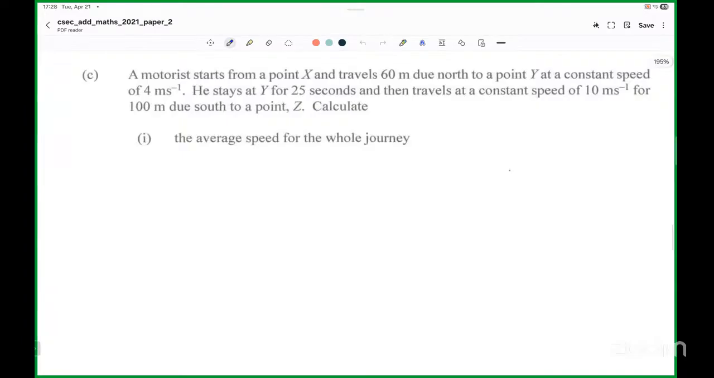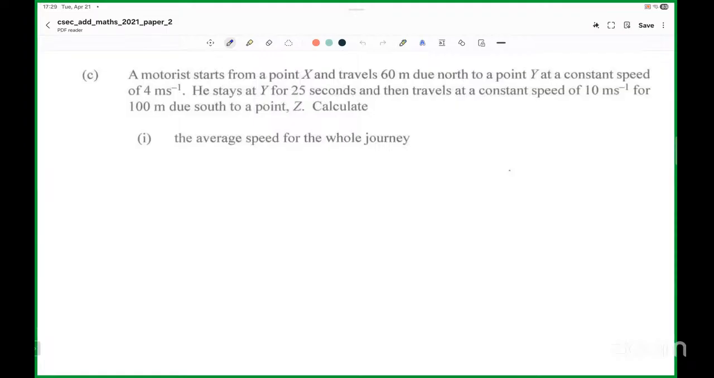It says a motorist starts from a point X and travels 60 meters due north to a point Y at a constant speed of 4 meters per second. That means the acceleration is 0, and when you're traveling at a constant speed, we can simply use speed equals distance over time. It says he stays at Y for 25 seconds and then travels at a constant speed of 10 meters per second for 100 meters due south.